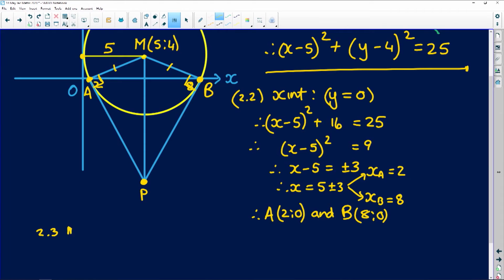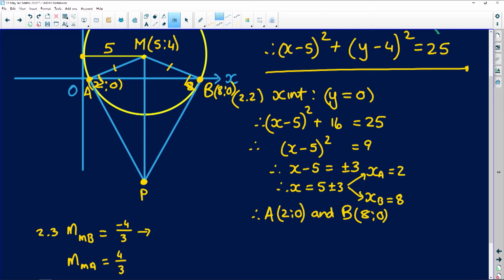Okay, the question is for 6 marks, so it is quite a lot of work. The gradient for MB is the following. Now remember, this is 8, 0. So it's 0 minus 4, which is minus 4, over 8 minus 5, which is 3. The gradient for MA, let's just find that gradient as well. That's this gradient over here. This is the point 2 and 0. So 4 minus 0 is 4, and 5 minus 2 is 3.